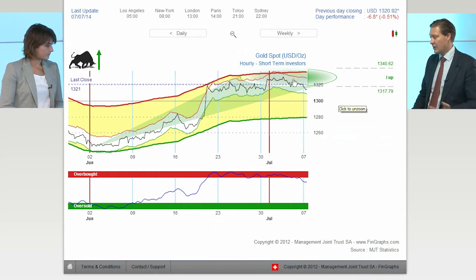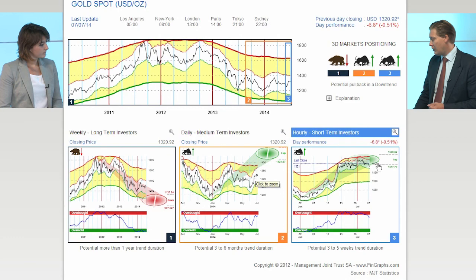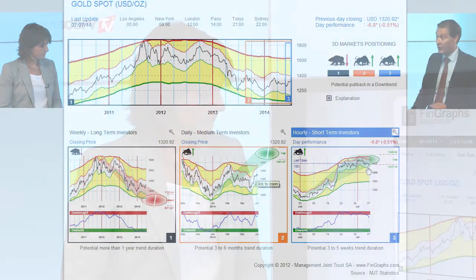I sure don't want to see it accelerated to the downside. So as long as we hold here, I would want to justify a second leg up, but I'll be watching this correction very, very closely.